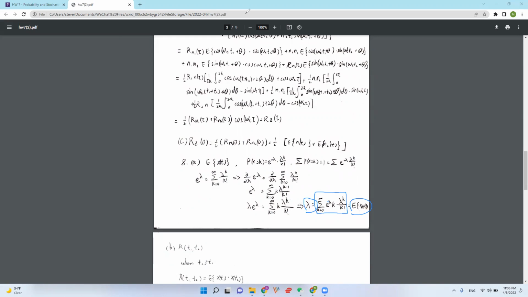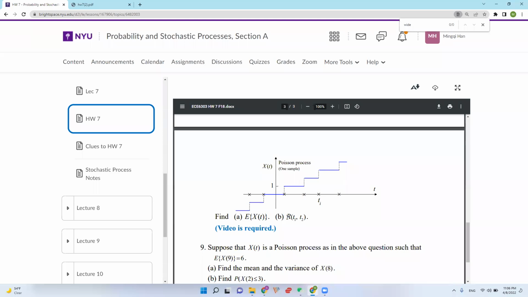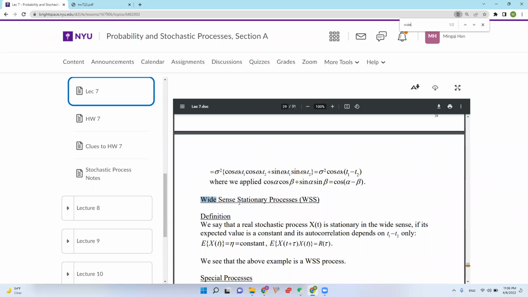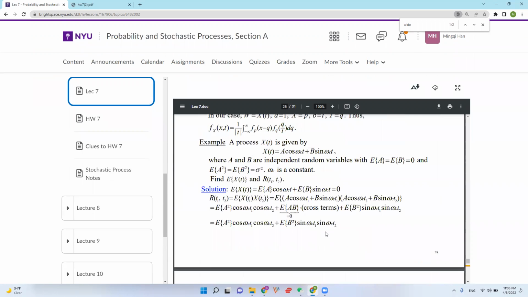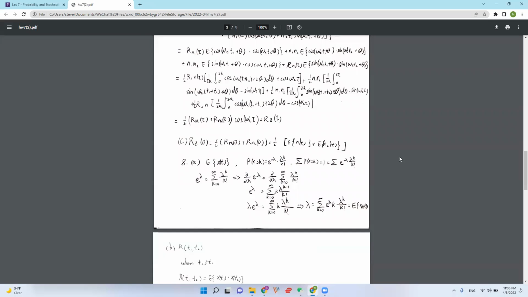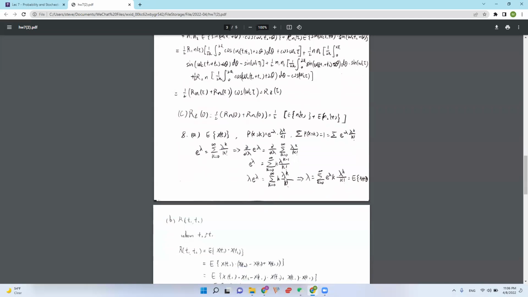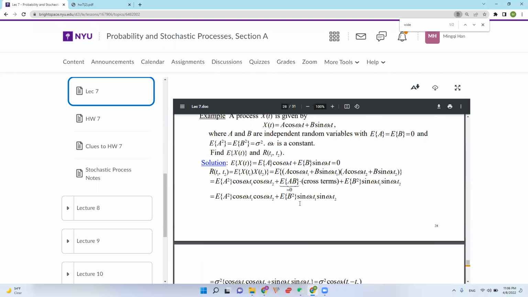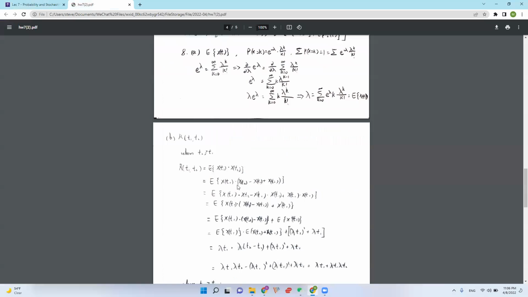So for part 1, everything's finished. Here are all the drawings. For part 2 of the question, we are to find R of t1, t2 for the stationary process. What we need to do is to figure out the autocorrelation equation, which is this. We don't need this. What we need is this.